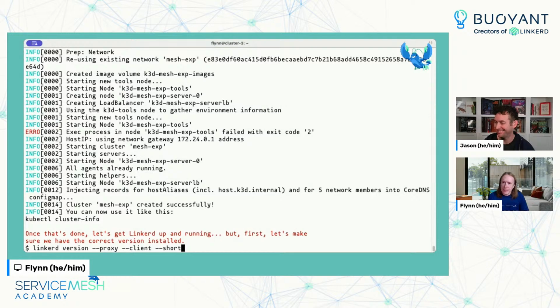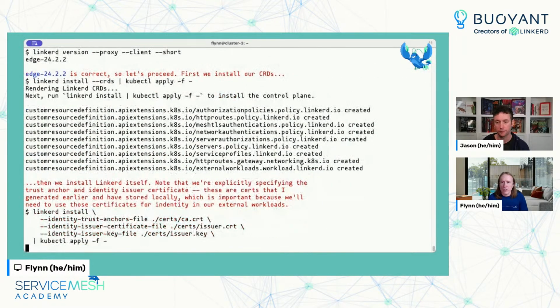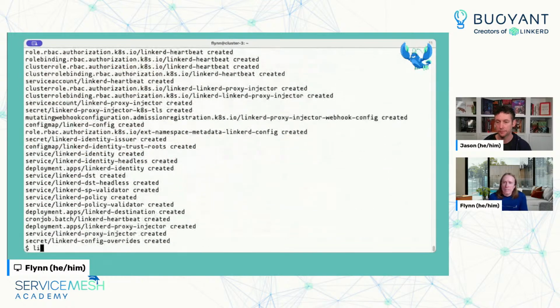So yeah. All right. So we're going to make sure we have the right version of Linkerd here. We are, in fact, running Edge 24.2.2. That's the latest and greatest. That's what I want. So I'm going to go ahead and install Linkerd into my cluster. This is one of the longer steps happening in here.